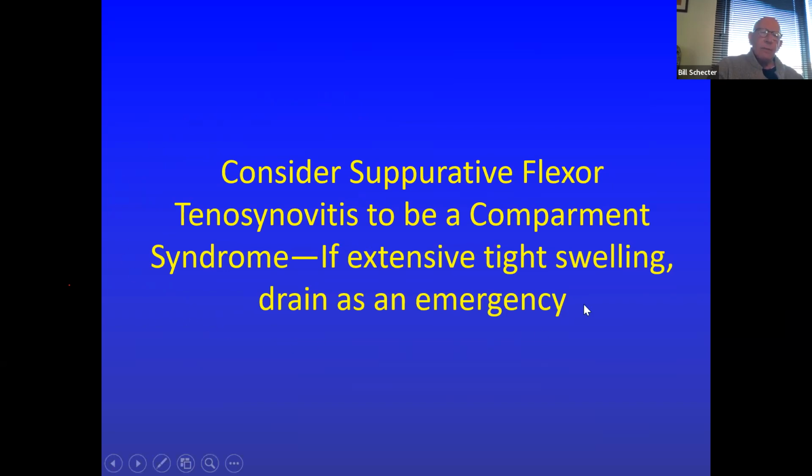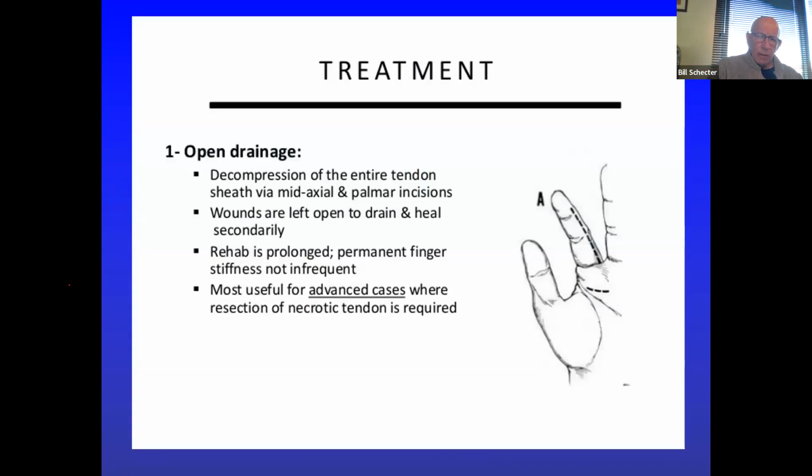And this is the basic point. If you've got a guy with a significant suppurative flexor tenosynovitis, you should think of this as if you're dealing with a compartment syndrome. Okay, and you know that if you don't do a fasciotomy in the compartment syndrome, you may end up losing the extremity. So if you have the fusiform swelling and it's tight, that guy needs to be in the operating room right away. Okay, so how are you going to drain it?